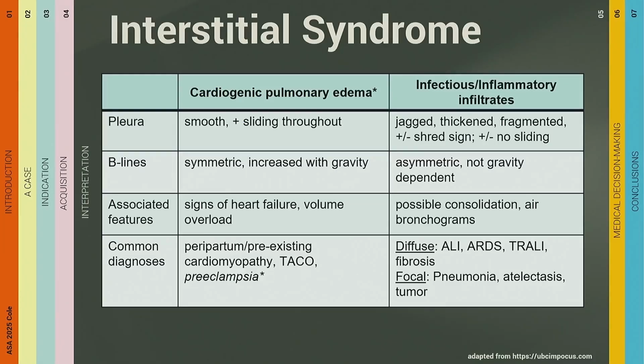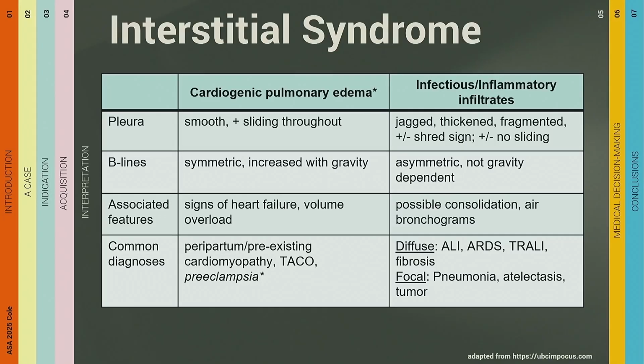In fact, we can categorize interstitial syndrome into two types. This is taken from a table from a website, listed at the bottom, that I really like. You can see on the left, cardiogenic pulmonary edema, and on the right, infectious or inflammatory infiltrates. These are some of the characteristics that will differ. The pleura in your pulmonary edema is going to be pretty crisp, and you will see sliding throughout. Unlike on the right, you'll see maybe some lack of lung sliding in some places, and as we saw in that earlier clip, a coarse and jagged pleural line.